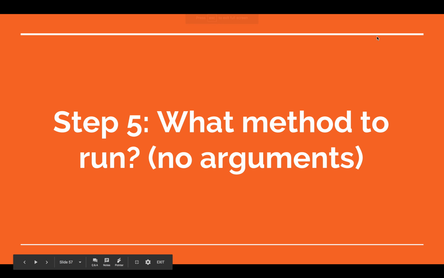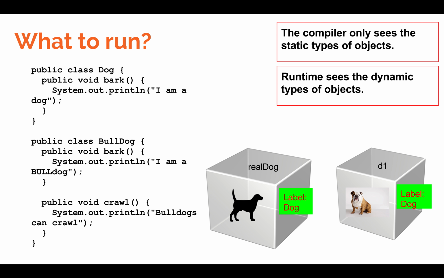What methods to run? So far we've talked about compiling of methods. Now let's talk about running them. I'm still going to go with the no arguments case. Like I said, there are 11 steps. We're on step 5, so don't worry, we'll get through all of it. It's just coming step by step. All right, let me give you some starter code.